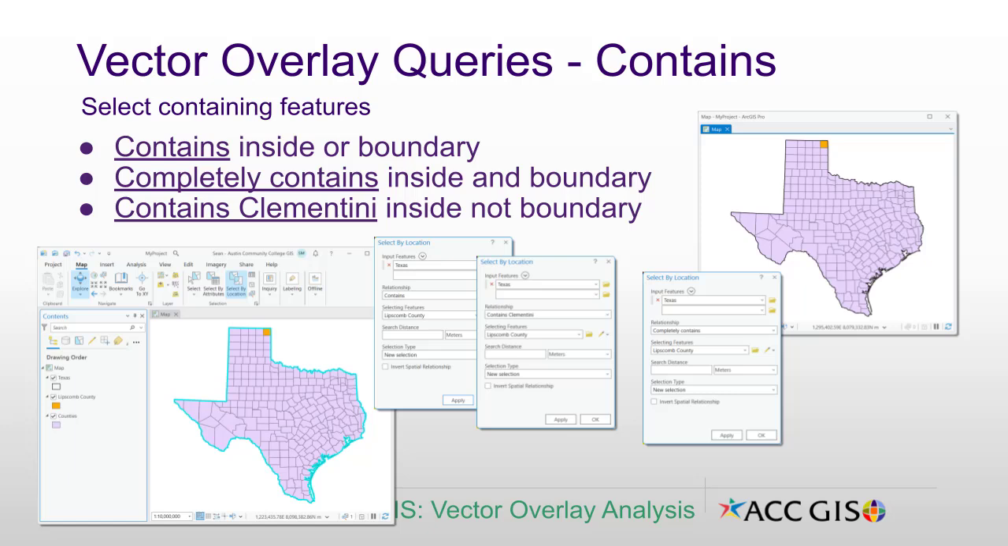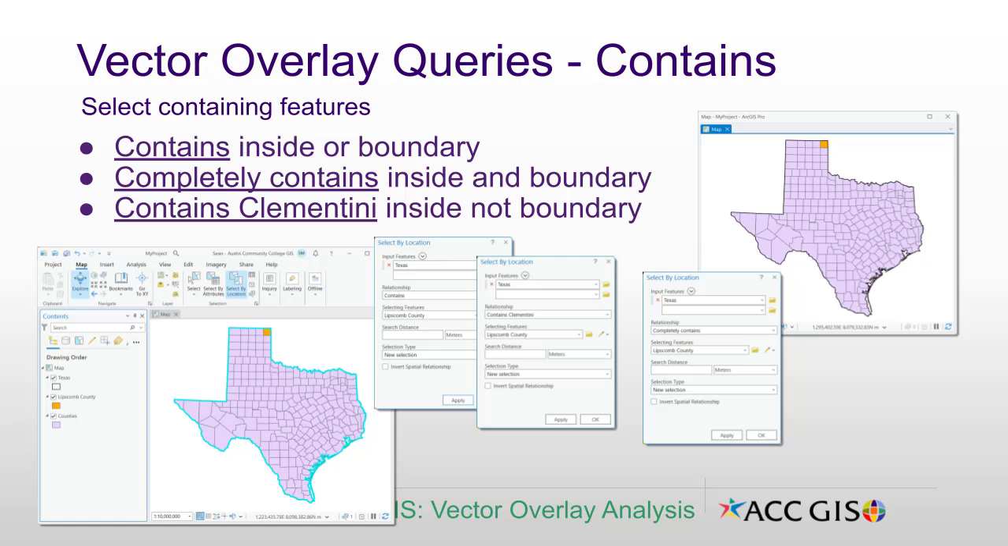The last contains relationship is completely contains, in which it includes the inside and the boundary. And if you look in the upper right-hand corner of the slide, you can see again I'm using Lipscomb County, and I've set my select by location parameters as the input features are set to Texas. The relationship is completely contains, and the selecting feature is Lipscomb County.